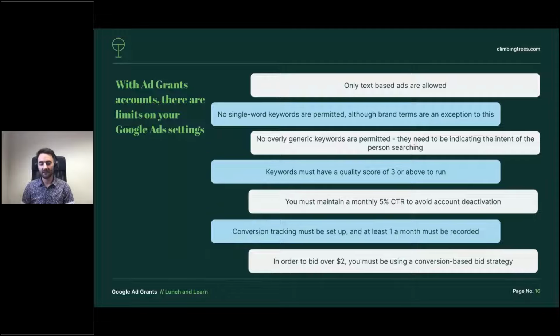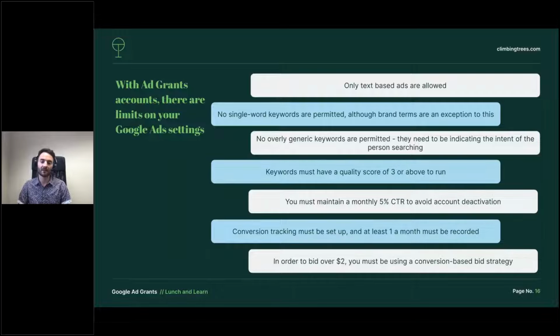You must maintain a monthly 5% click-through rate to avoid account deactivation. You will receive warnings for this before they deactivate your account. But essentially what that means is that if 100 people view your ad, at least 5 people need to click through on average. And so again, it's about ensuring that you're picking relevant keywords and writing ad copy that is relevant to the user.